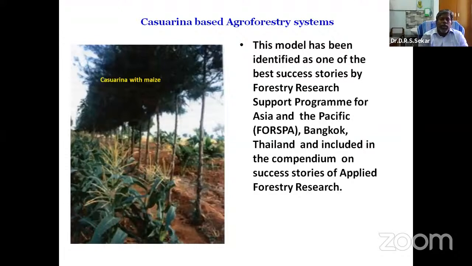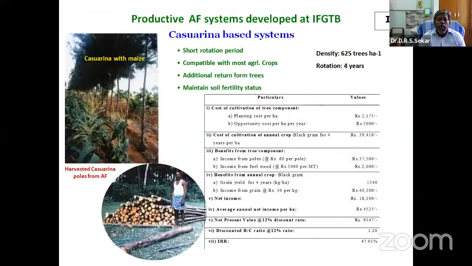This model has been identified as one of the best success stories by the forest research support program called FORSPA in the Asia-Pacific region, Bangkok, Thailand, and is included in the compendium of success stories applied in forest research. Look at the kind of benefit. The economics has also been worked out. There is a profit, and the rotation period is short, within 4 years.